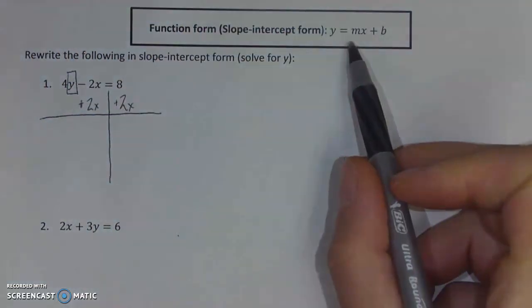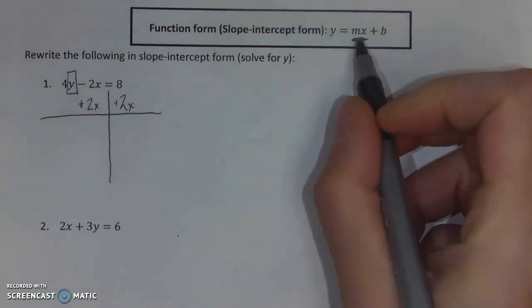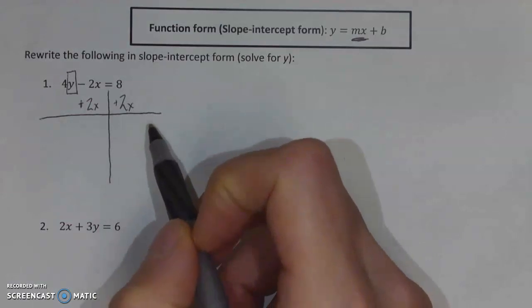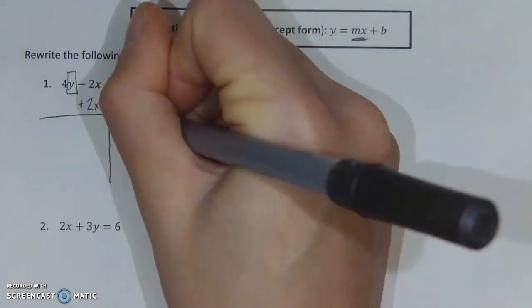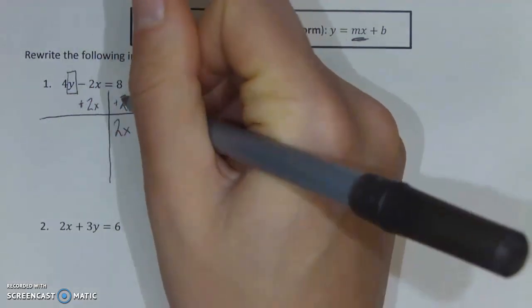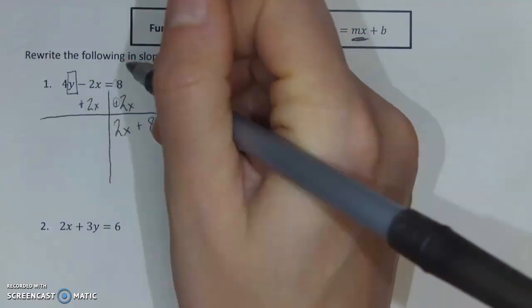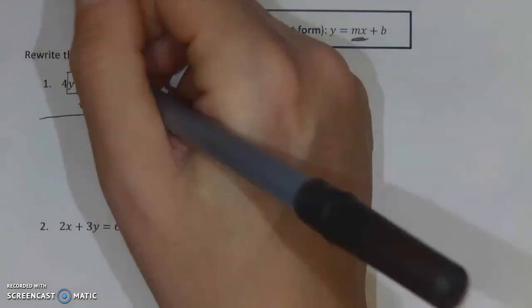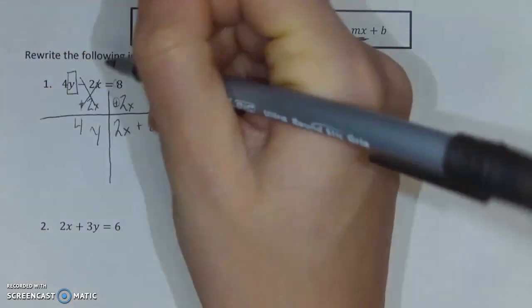Now, notice how the x term comes first when we have y equals mx plus b. So that means when I'm writing this right side of the equation, I want my 2x to be in the front. And then I can add on that 8 afterwards. Notice that the sign in front of the 2x stays with the 2x, and since 8 is positive, that's a plus sign there. On the other side, I've canceled out my 2x, but I still have 4y.